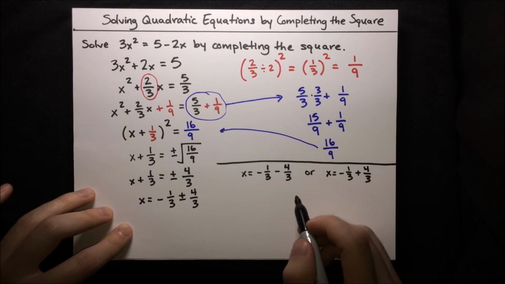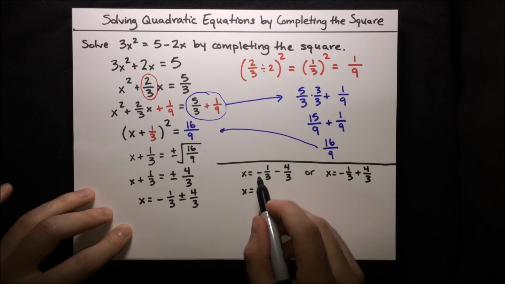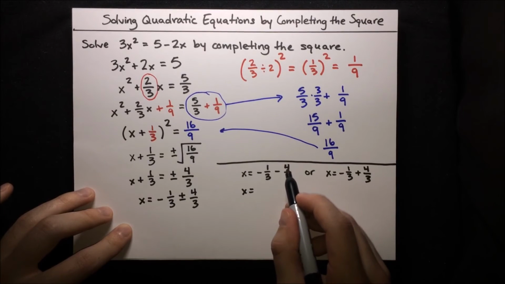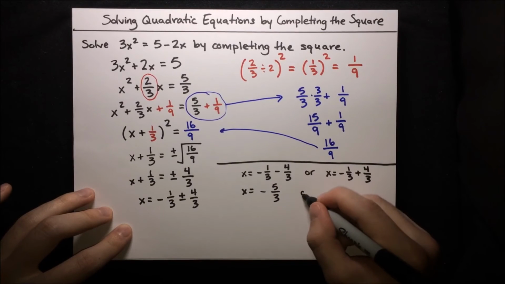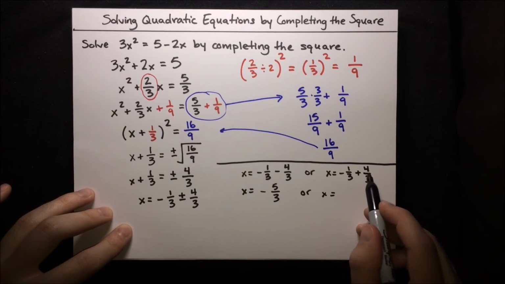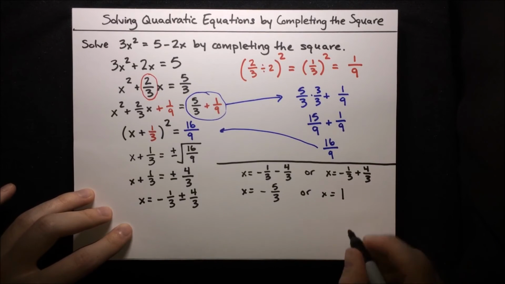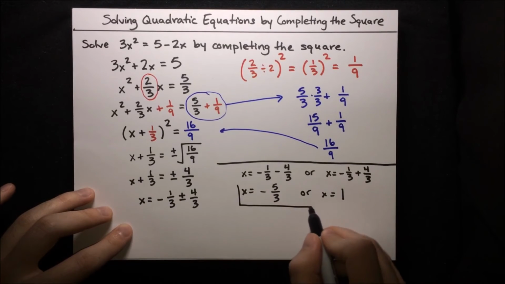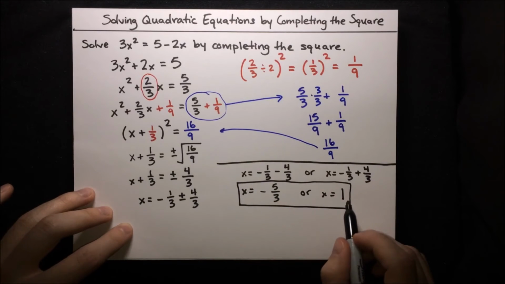Okay, so we can just add these fractions. In this case, we get x equals, well, negative 1 minus 4 is negative 5. So negative 5/3, or x equals, what's negative 1 plus 4? Well, that's just 3. And 3/3 is just equal to 1. So x equals 1 is the other possibility. So here we go. These are our two solutions. X equals negative 5/3 or x equals 1.